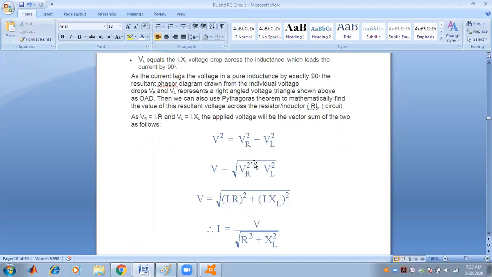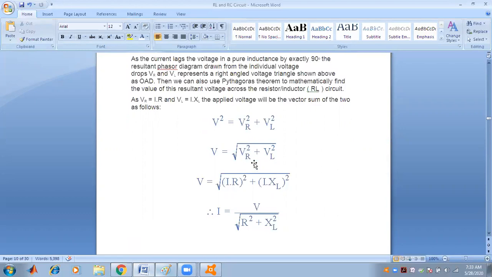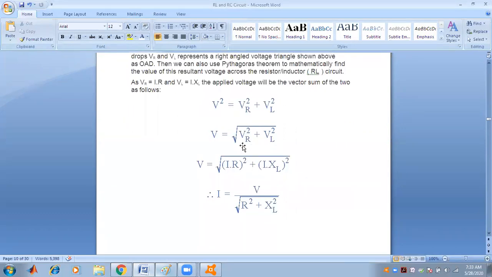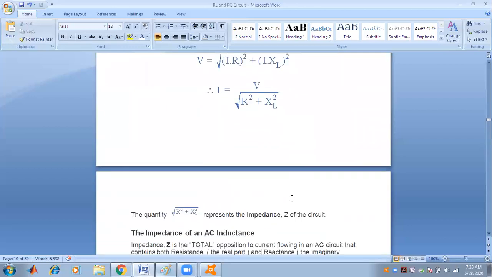So the value of V equals root over VR square plus VL square. If I put the value of VR as IR, then V equals root over (IR) square plus (I XL) square. So what is the value of the current I that is flowing? It is V by root over R square plus XL square. This is a vector summation, and the quantity root over R square plus XL square is represented as the impedance Z of the circuit.